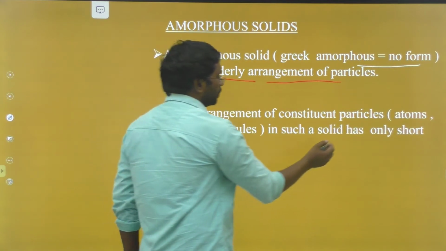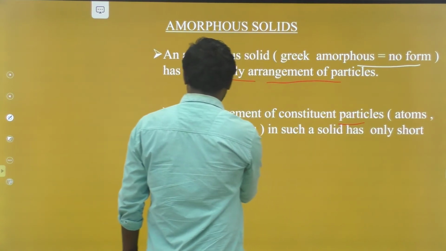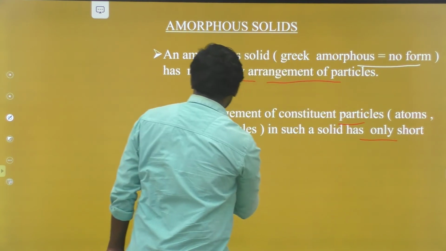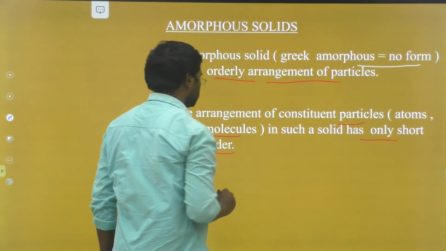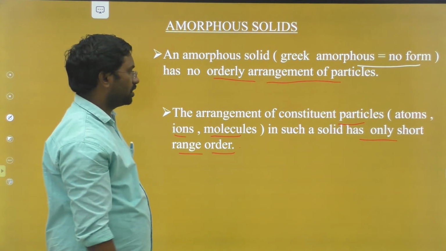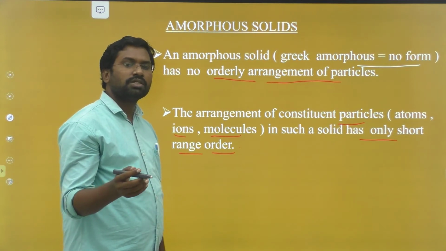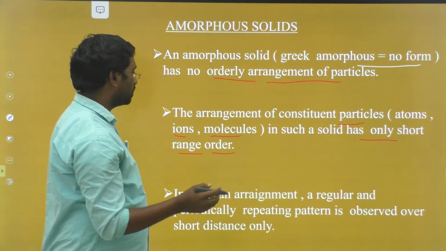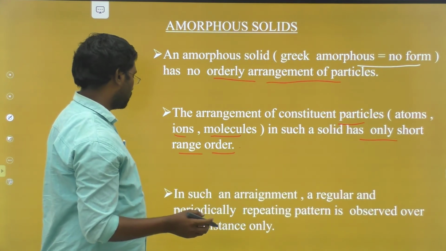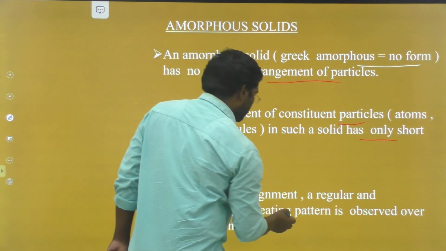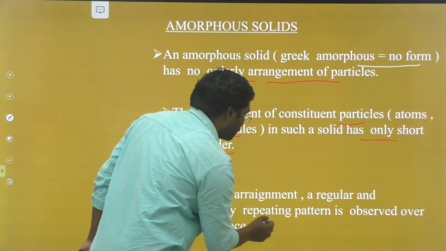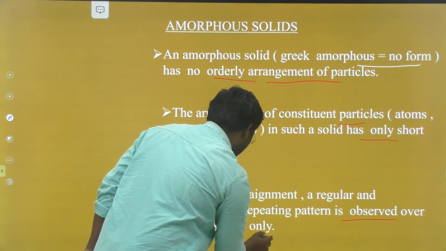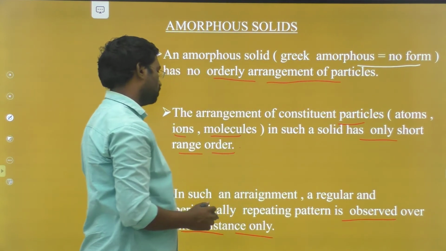The arrangement of constituent particles like atoms, ions or molecules in such a solid has only short range order. They have only short range order, whereas crystalline solids have long range order. Short range order means the irregular arrangement, and a periodically repeating pattern is observed over short distances only.